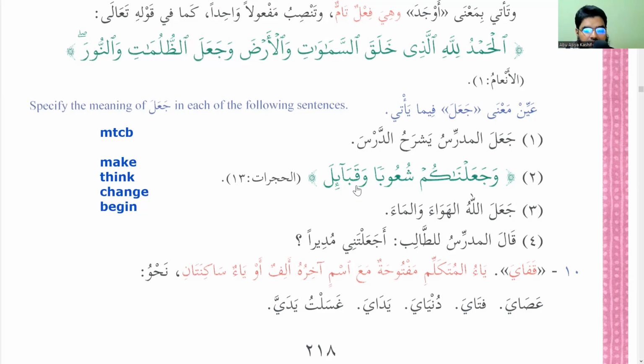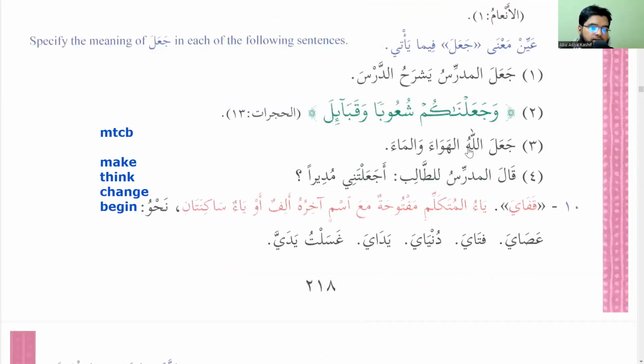Ja'alallahu al-hawa'a wal-ma'a. This is "make." Allah made what? Allah created the air and the water. Ja'ala, so one maf'ul bihi, al-hawa. This is just 'atf. Ja'alallahu al-hawa'a wal-ma'a. Right? This is just "make."